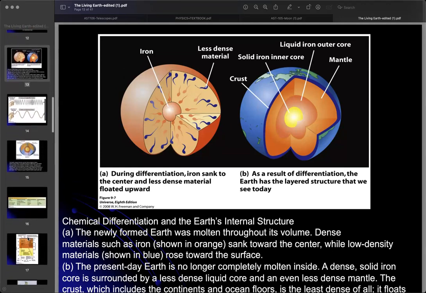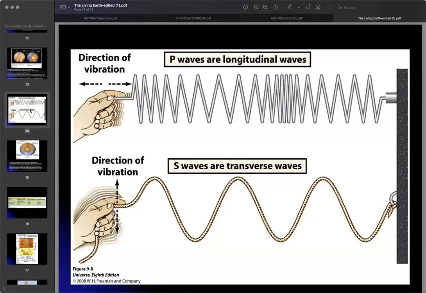How do we know about the interior of the Earth? We know about the interior of the Earth by studying the earthquake waves that are recorded by seismographs. In order to understand this method, we have to know about the types of earthquake waves. There are P waves or longitudinal waves, and there are S waves or transverse waves.